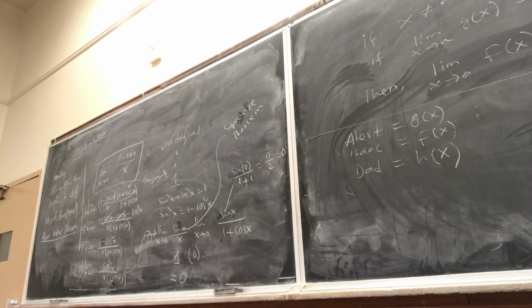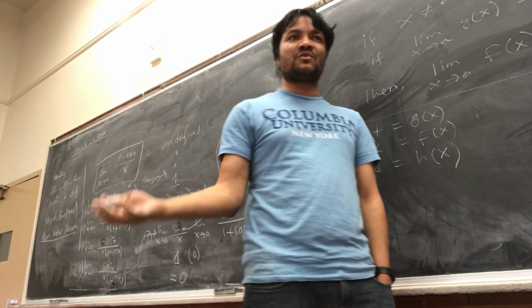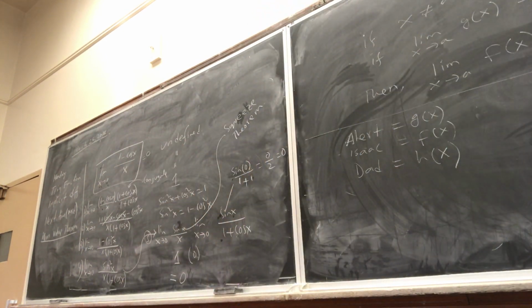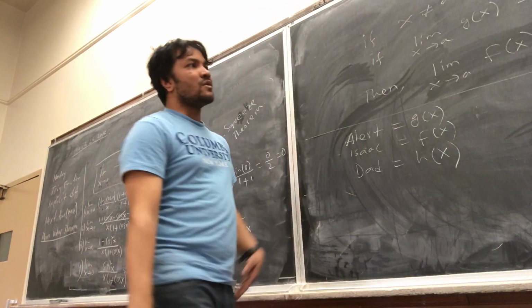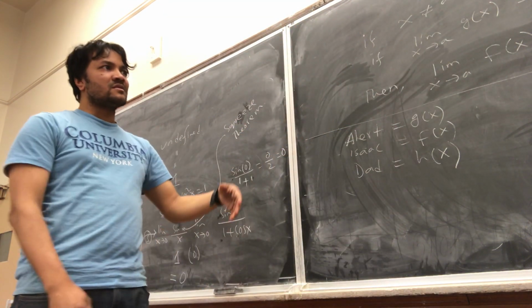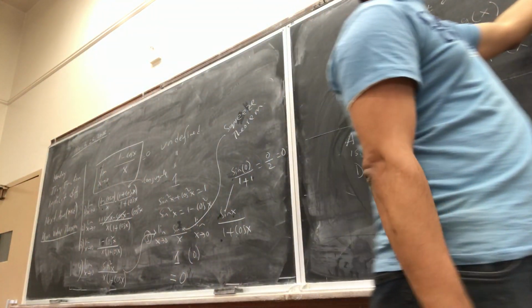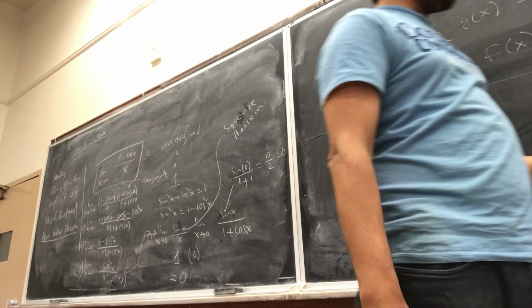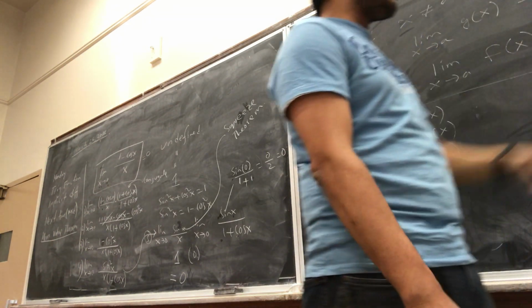So I'm going to replace those names by notation, because eventually you have to deal with notation. Dad, who takes the place of Dad? h of x. And this one? g of x. And this one? f of x. In the long run you probably will not remember that, but hopefully you remember this Isaac Albert thing.